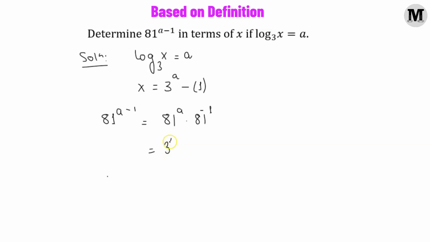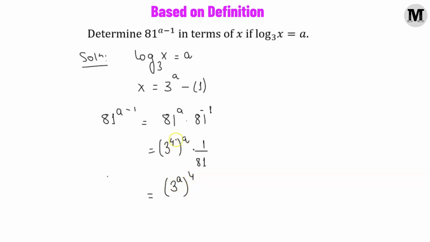So we have 3 raised to the power of 4, which is 81, whole raised to the power of a, times 81 inverse, so that is 1 over 81. So this equals 3 raised to the power of 4 whole raised to the power of a, divided by 81. So this is simply 3 raised to the power of a whole raised to the power of 4, divided by 81.